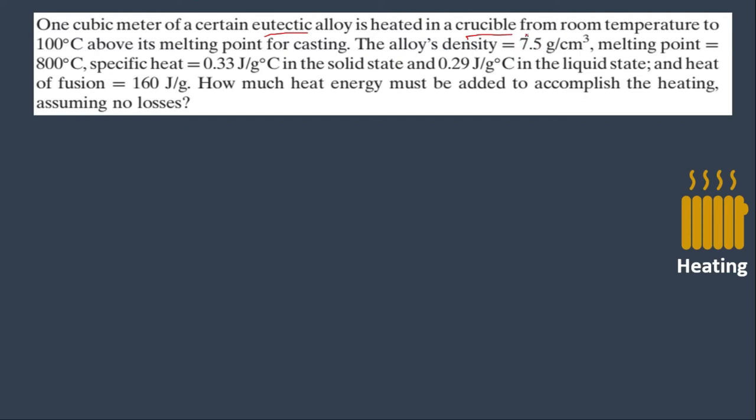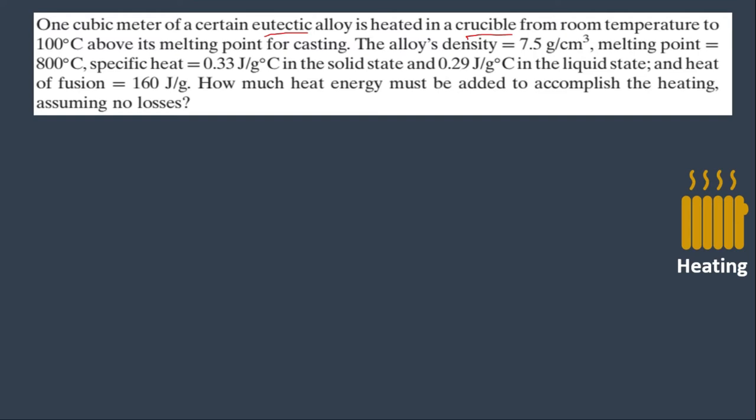It is heated in a crucible furnace from room temperature to 100 degrees centigrade above its melting point for casting. The alloy density is 7.5 grams per centimeter cube and the melting point is 800 degrees centigrade. Its specific heat is 0.33 joules per gram degree centigrade in the solid state, whereas in the liquid state it is slightly lower, that is 0.29. And the heat of fusion is 160 joules per gram. So it asks how much heat energy must be added to accomplish the heating, assuming no losses.